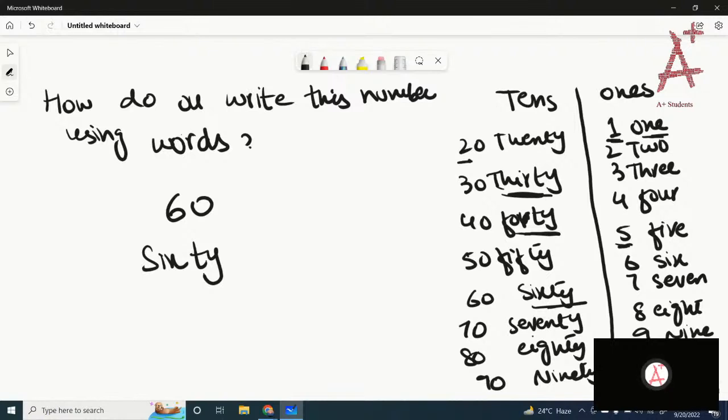Okay, for the next one, move on to the next question. How do you write this number using digits?